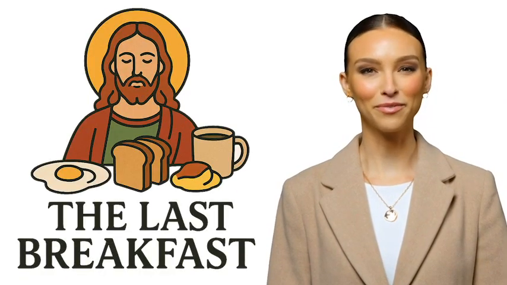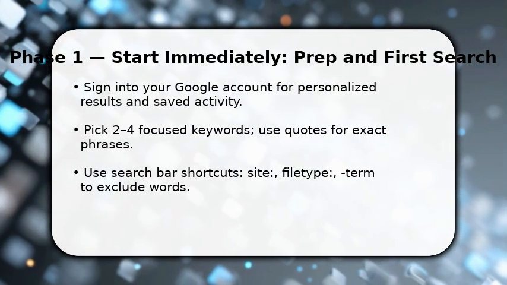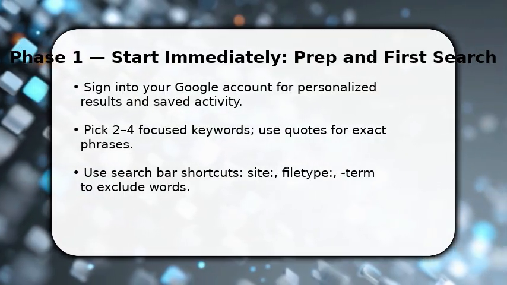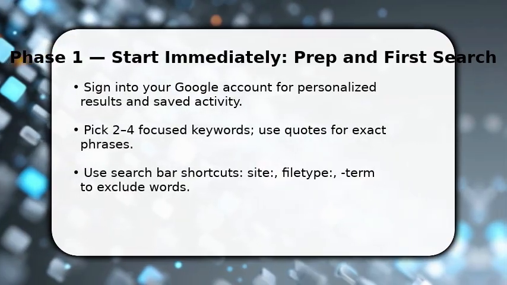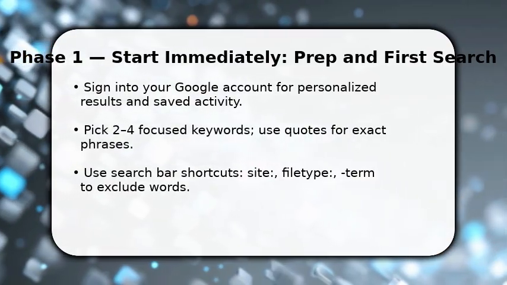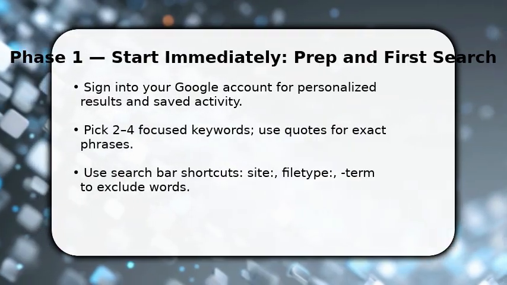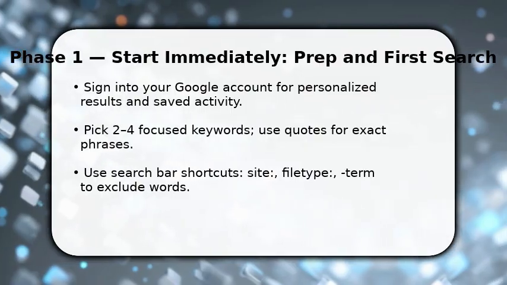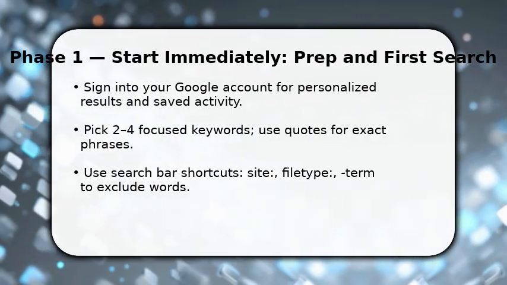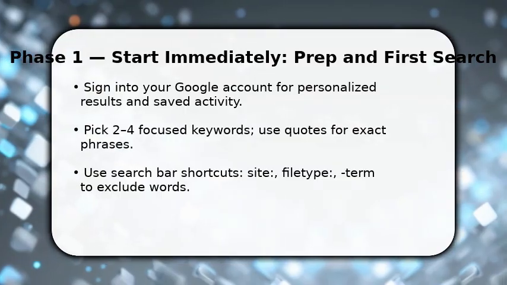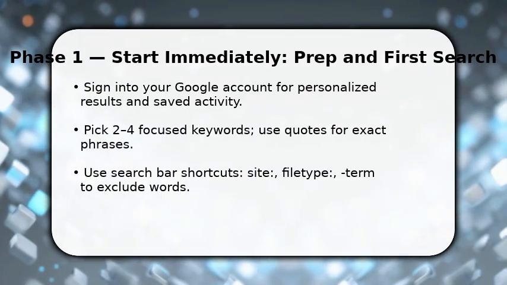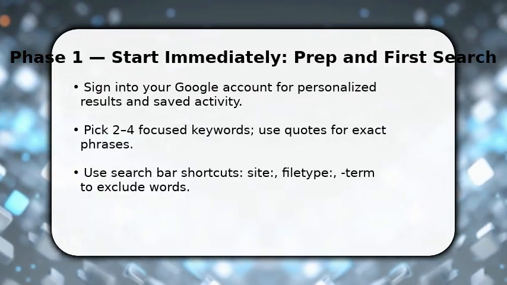You should start by signing into Google so results can adapt to your activity. This saves time and context. Next, pick 2 to 4 focused keywords that describe exactly what you need and put exact phrases in quotes to lock order. Use quick modifiers like cite to limit domains, file type to find PDFs, or a minus sign to remove unwanted terms. Once done, press enter and scan the top 3 results for relevance before refining your query.